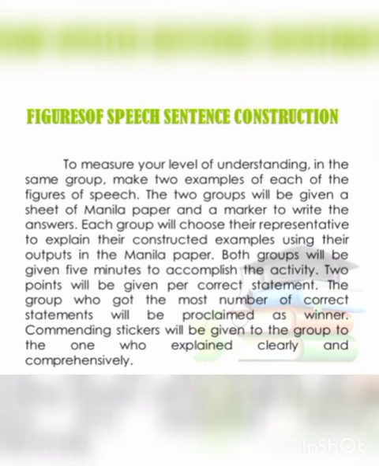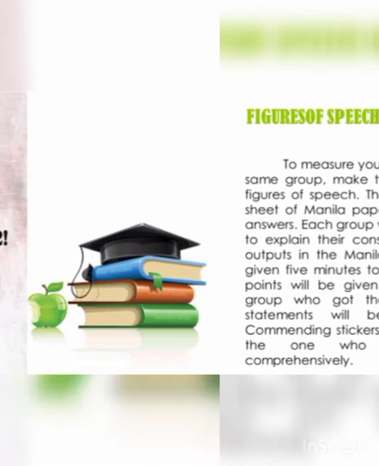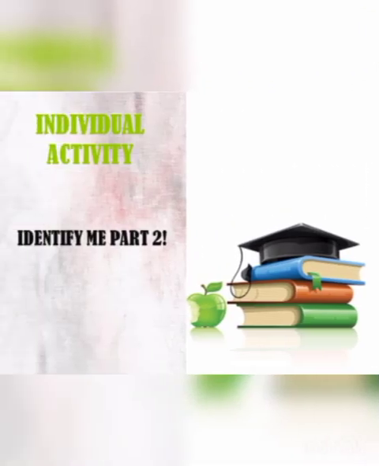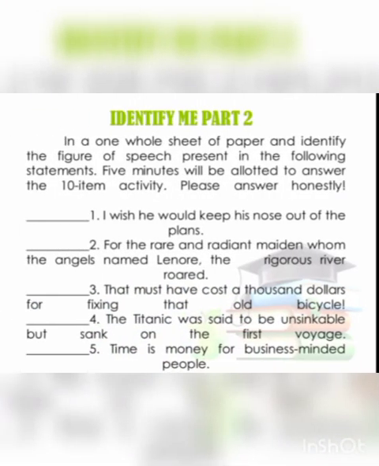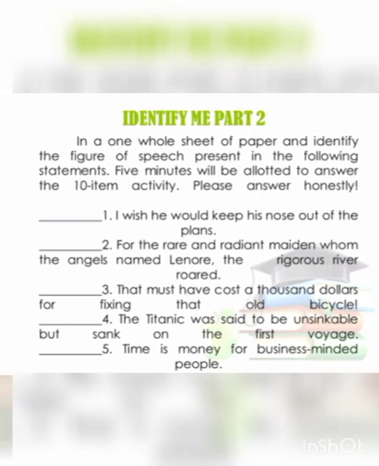2 points will be given per correct statement. The group who got the most number of correct statements will be proclaimed as winner. Commending stickers will be given to the one who explained clearly and comprehensively. Now, for the individual activity. Are you ready? For the individual activity, I want you to get 1 whole sheet of paper and identify the figure of speech present in the following statements. You will be given 5 minutes to answer the 10-item activity. Please answer honestly. Your 5 minutes starts now.